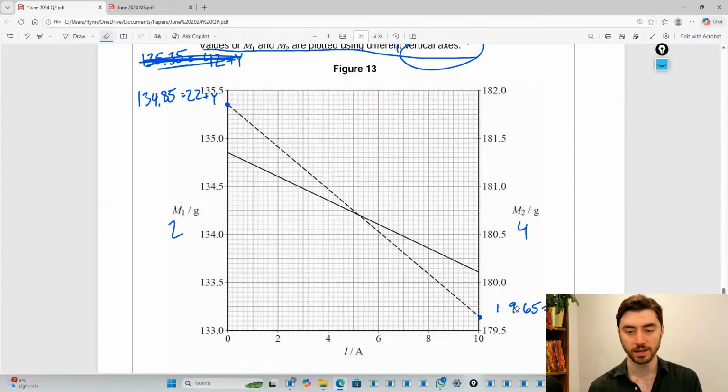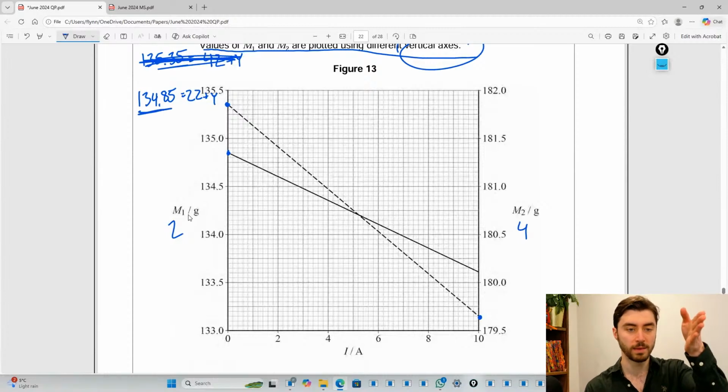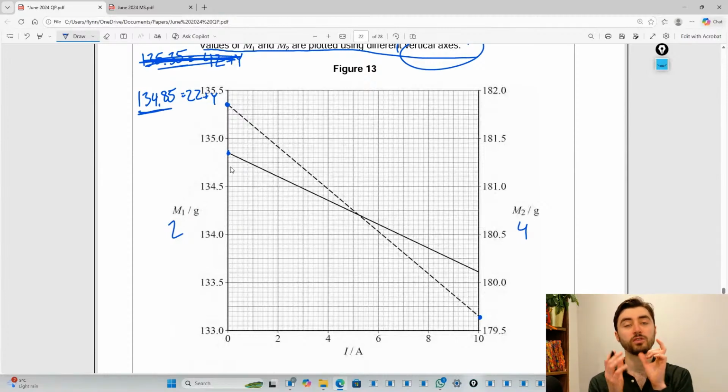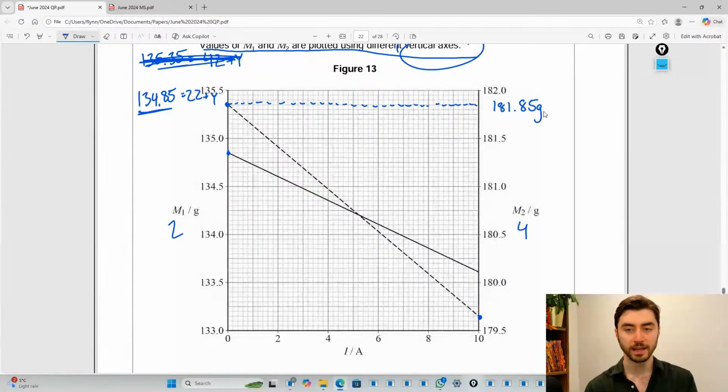So let me go through this again in detail, right? So what's happening here? We can see that the current is changing the mass. When the current is 0, we have the true masses. So the true mass of the yoke plus 2 magnets is 134.85 from the M1 axis. And the true mass of the yoke plus 4 magnets is equal to the intercept there with 0 current as measured on this axis, which is 181.85 grams. And that is equal to 4 magnets plus the yoke. And then we can use simultaneous equations in order to work this out.